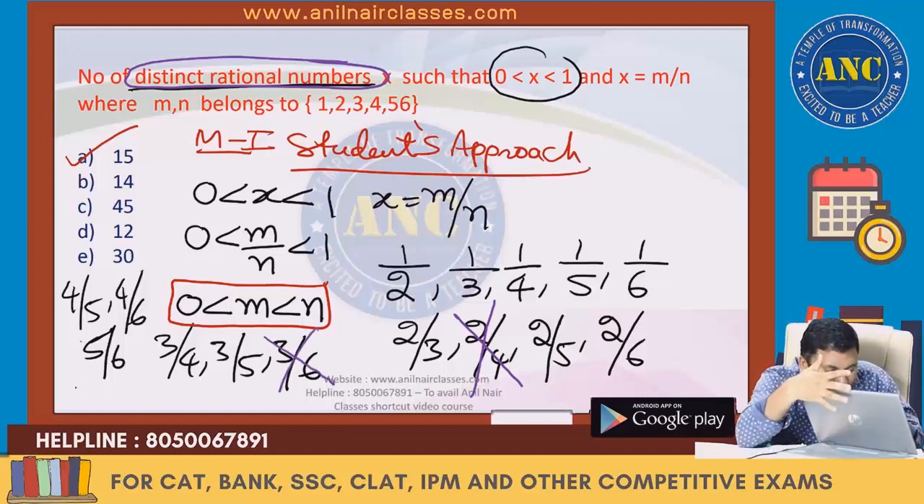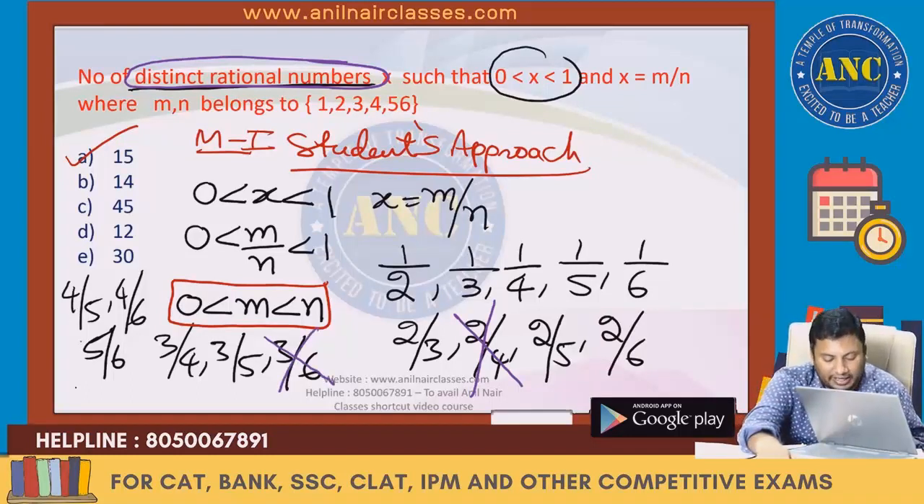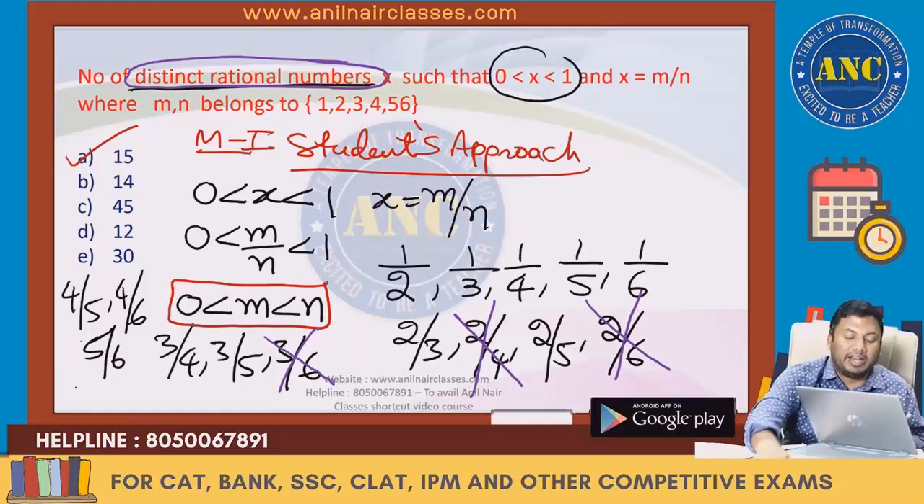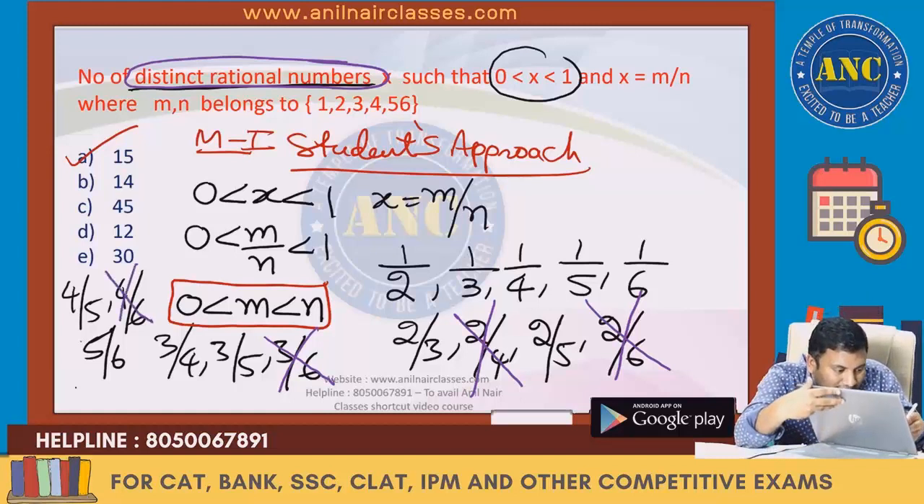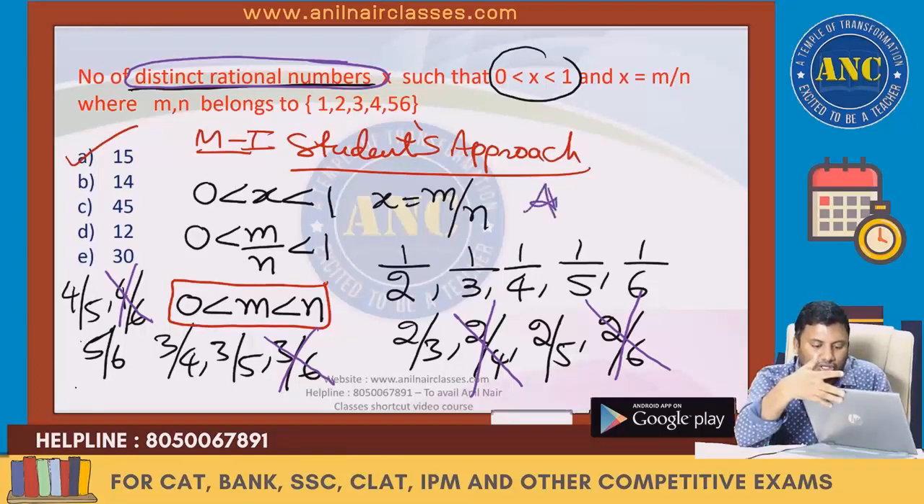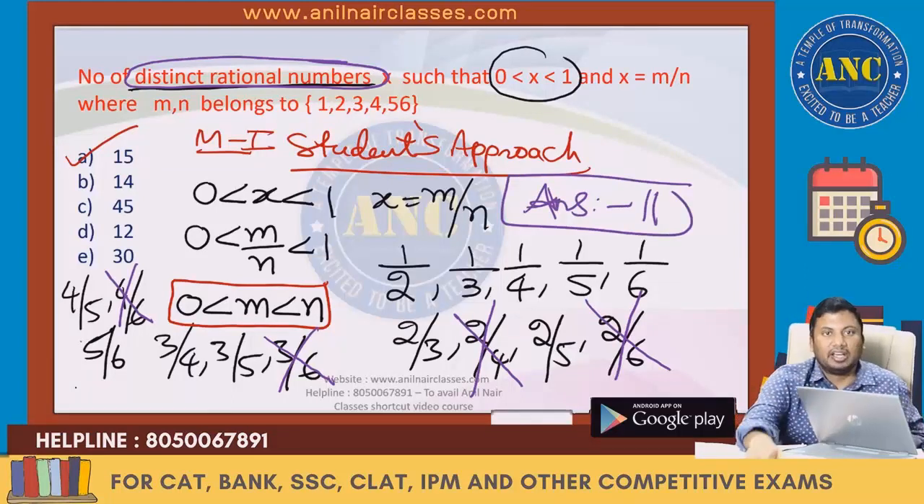3 by 6 is 1 by 2. You are duplicating it. 2 by 6 is 1 by 3. You are duplicating it. 4 by 6 is 2 by 3. You are duplicating it. How many duplicates are there? 1, 2, 3, 4. The answer for this question is 11.